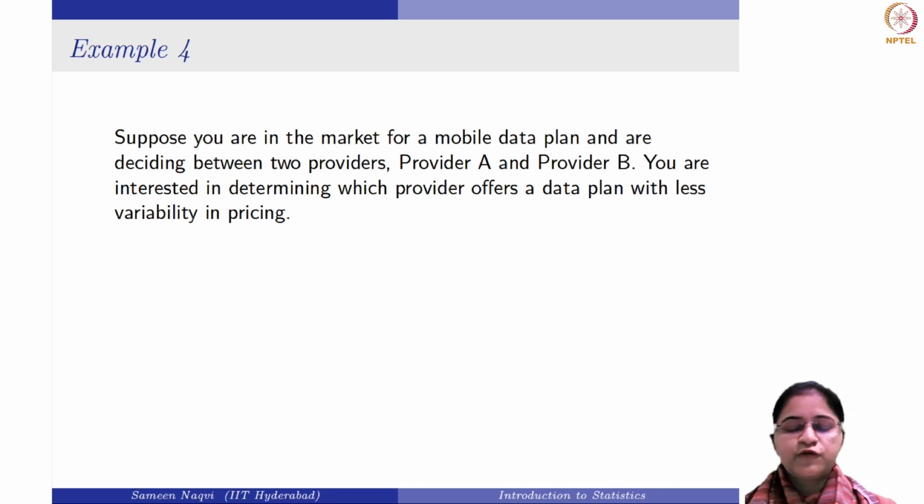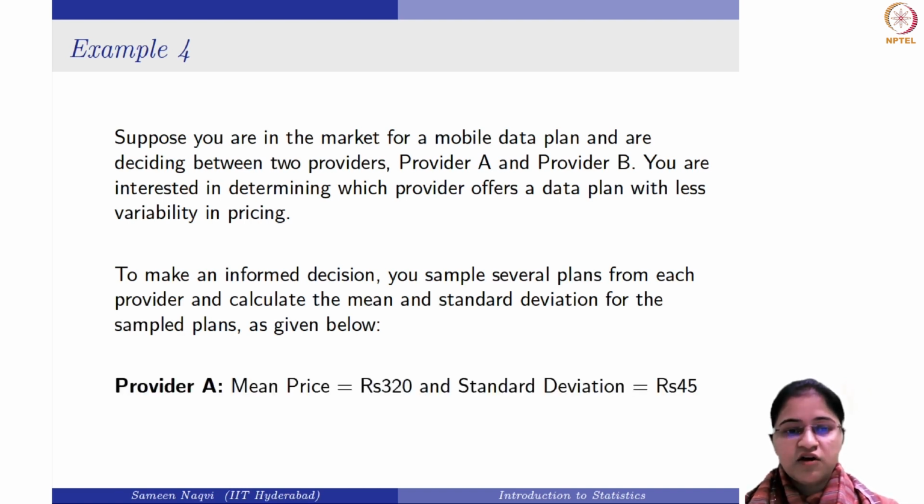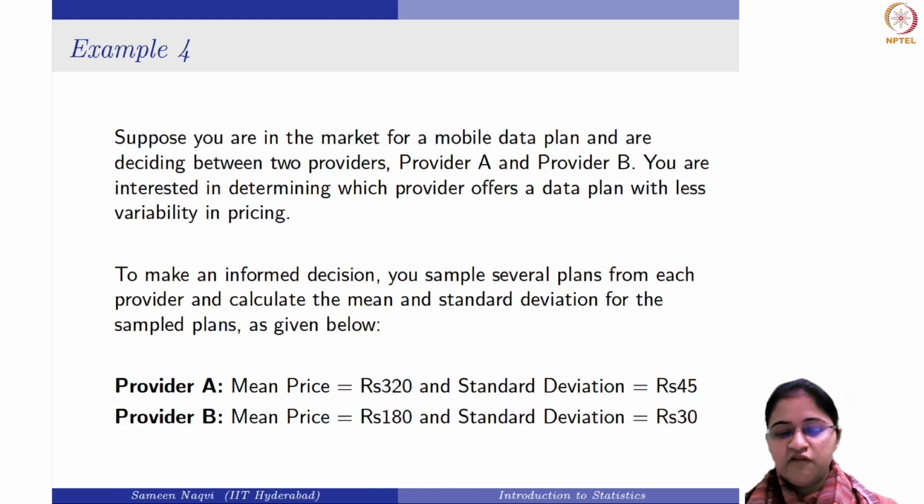Suppose you are in the market for a mobile data plan and you are deciding between two different providers, say A and B. So you are interested in determining which provider offers a data plan with less variability in pricing. And to make an informed decision, you take plans from each provider, you calculate their means and standard deviations, which are as follows. So for the first provider, the mean price is 320 and the standard deviation is 45, whereas for the second one, the mean price is 180 and the standard deviation is 30.